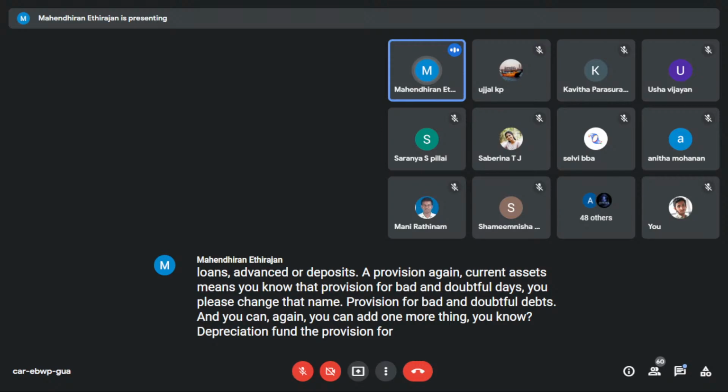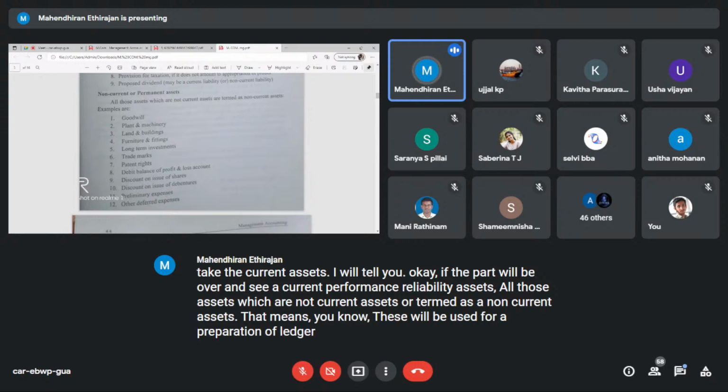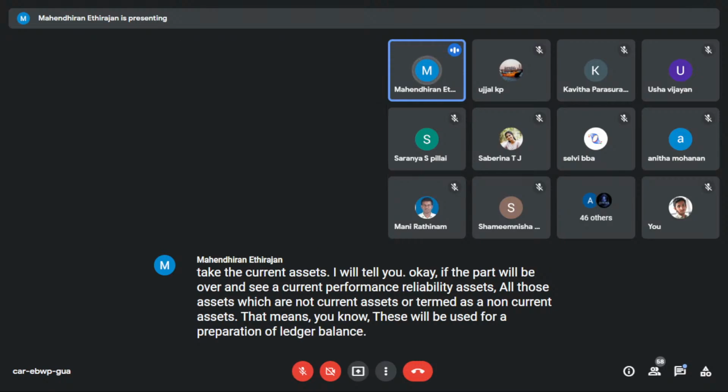All those assets which are not current assets are termed non-current assets. These will be used for preparation of ledger balances. We want to prepare the ledgers. This is not important, you don't worry. On the permanent liability side, all the things will be there. We don't need such things. I am skipping. This is the format for 1 minute. I will reduce that.